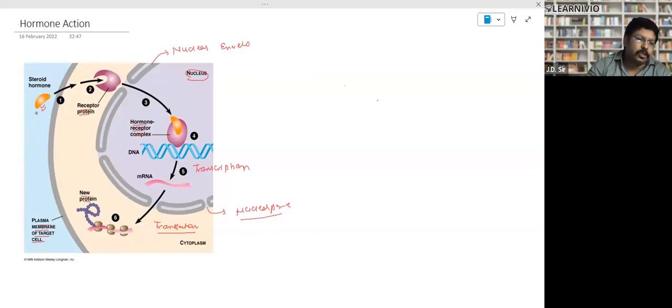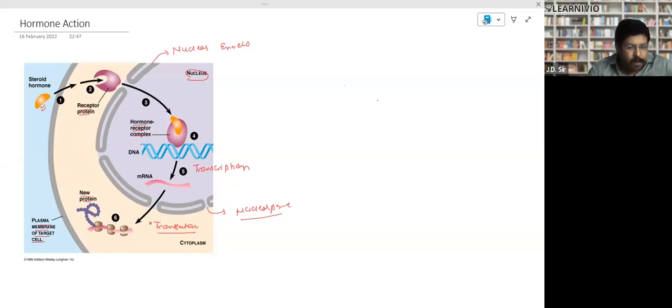When a steroid reaches inside the cell, there are certain receptors in the cell. They make a bond with the steroid hormone. Along with the receptor, it goes inside the nucleus through the nuclear pore. When they reach inside the nucleus, the hormone receptor complex attaches with the DNA. When it attaches with the DNA, transcription starts. Formation of messenger RNA takes place.